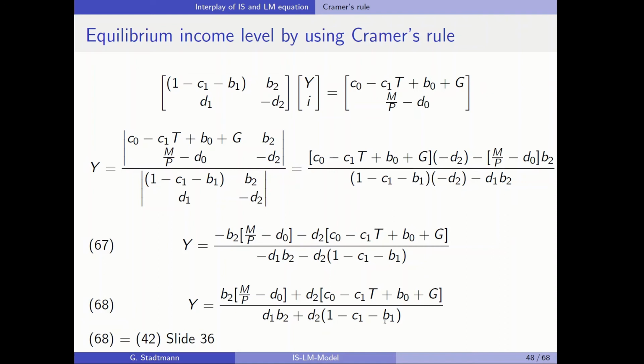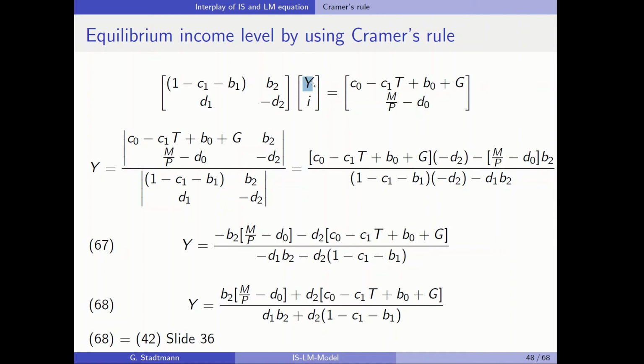In case we want to compute the equilibrium income level, we have to check where our y variable is. The y variable is here in the first position. Therefore, we have to take the information from the solution vector and insert these elements into the first column. So we take the elements from the solution vector and insert them into the first column because y is located in the first position.